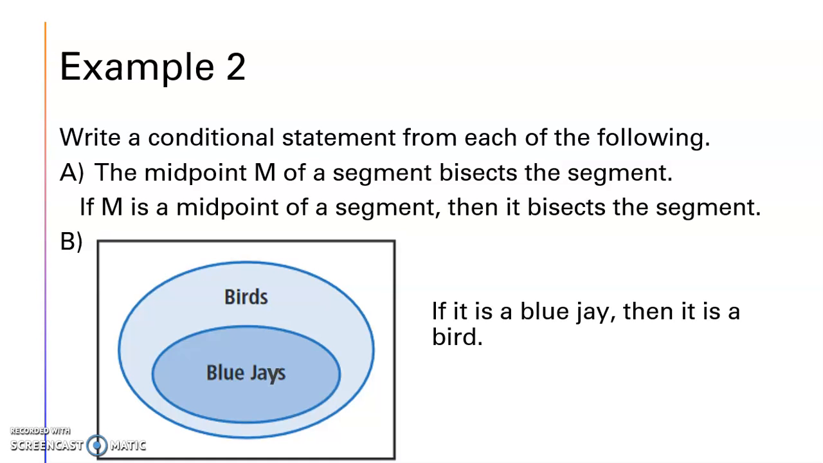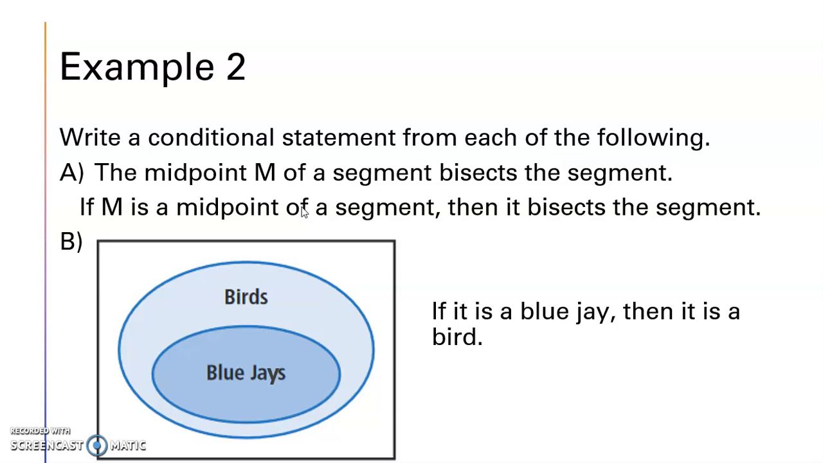For part A, the conditional statement would be something like this. Now, you might have had something a little different, but I'll explain about that. It says, if M is a midpoint of a segment, then it bisects the segment. So you want to be very careful about how you divide that up. We need to talk about the midpoint. So you could say, if it's a midpoint, then it bisects the segment, but you want to have the M here too. You don't necessarily need the "of a segment" in this first part.